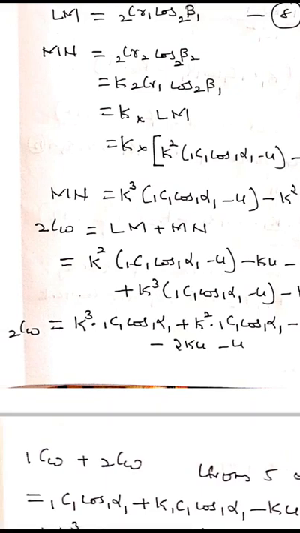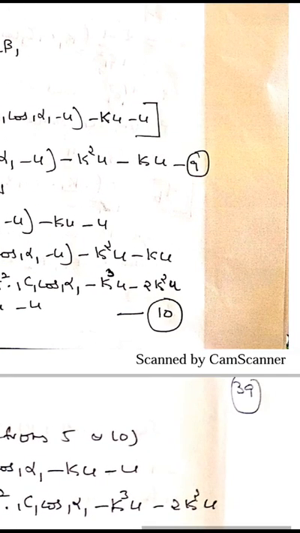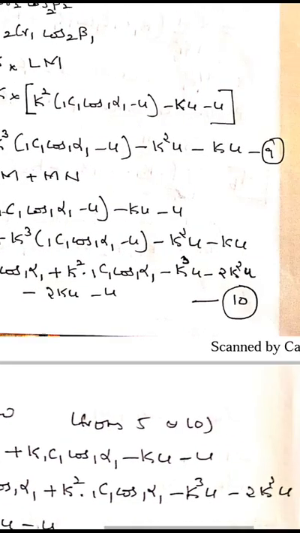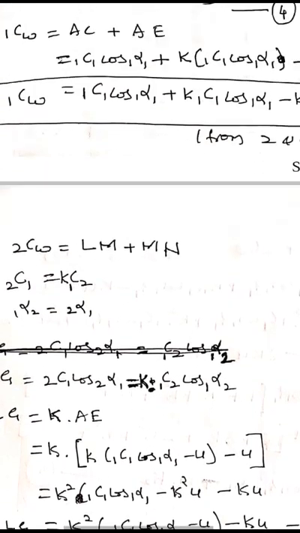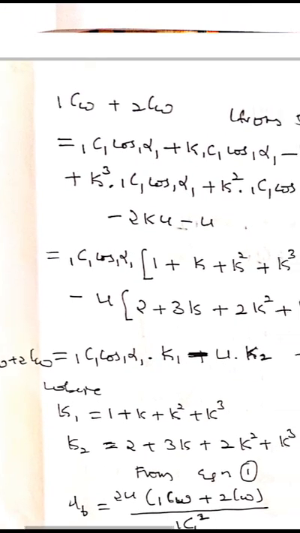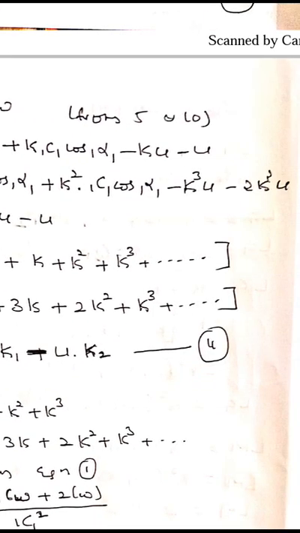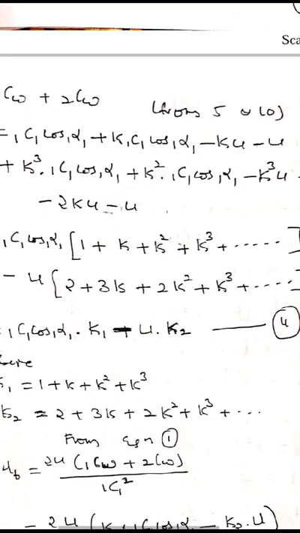Then 2CW equal to Lm plus Mn. So we'll get 2CW equal to this by equation 10. So adding equations 5 and 10, we'll get 1CW plus 2CW from equations 5 and 10. These are the terms we got.